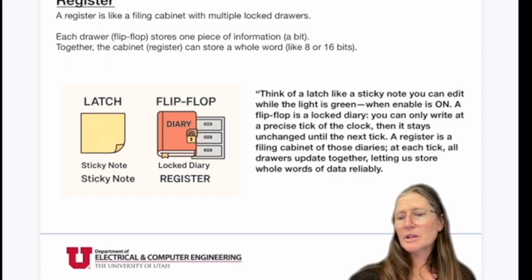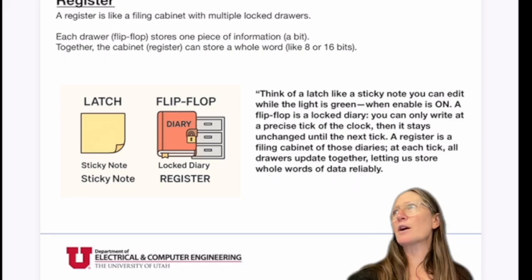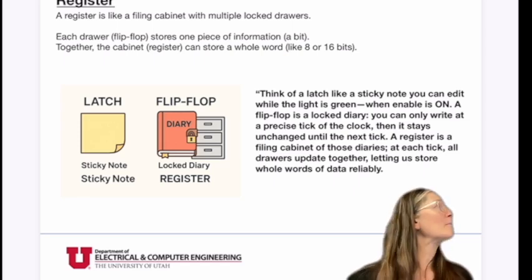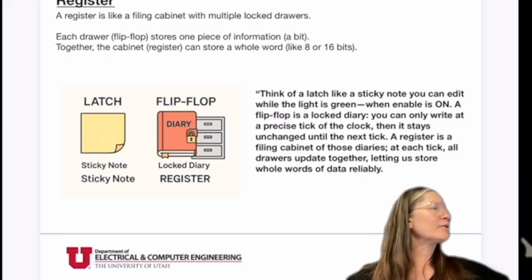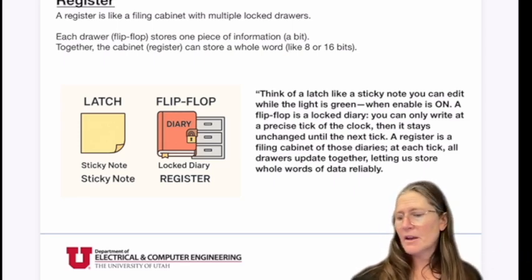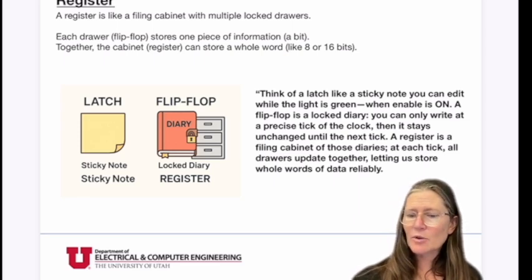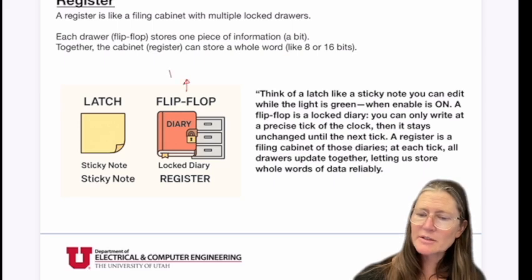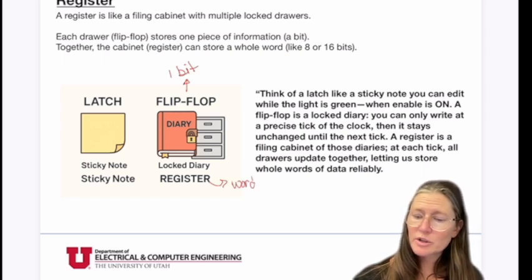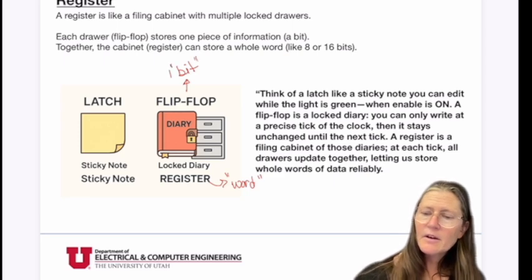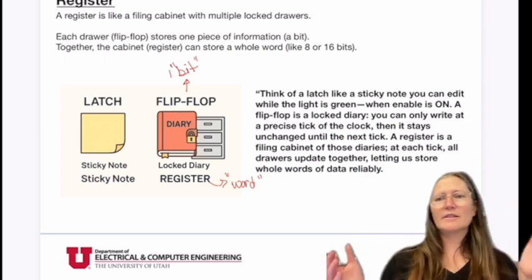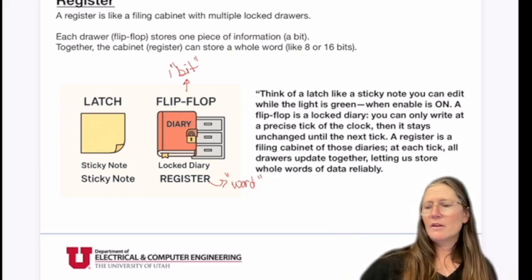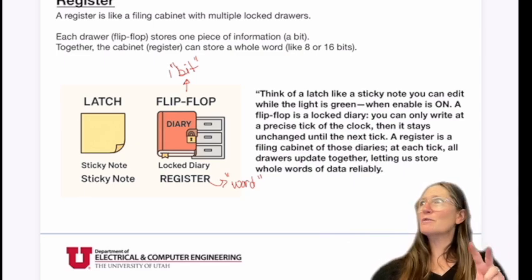A register is going to be a filing cabinet of these flip-flops. So it will be like a filing cabinet of the diary where I can open all my drawers at one time, and then I can store the whole information at one time. So these are going to be different lengths. A flip-flop will be what's called a bit, and a register is going to be what we call a word in binary. So one piece of data, or if I want a whole bunch of them, it creates a word, and it's multiple amounts of them. Does that make sense, kind of what a latch, flip-flop, or register is?